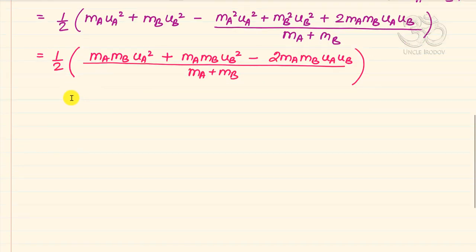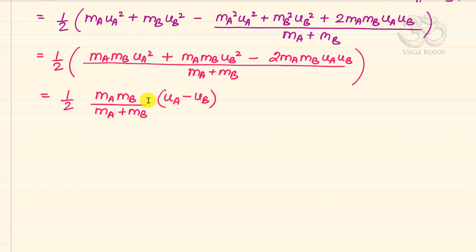And what happens? You can see that I can take MAMB out of all the terms in the numerator, and MA plus MB can anyways be brought outside. So you have half times MAMB divided by MA plus MB, and what you have inside the bracket is UA square plus UB square minus 2 UA UB, which is UA minus UB whole square.